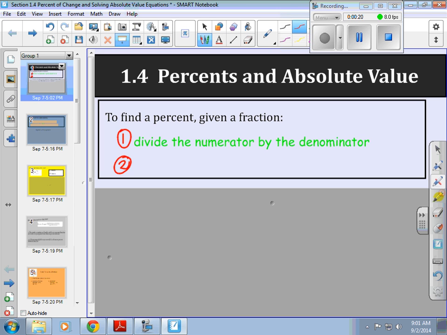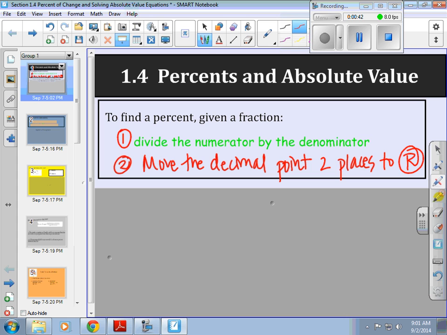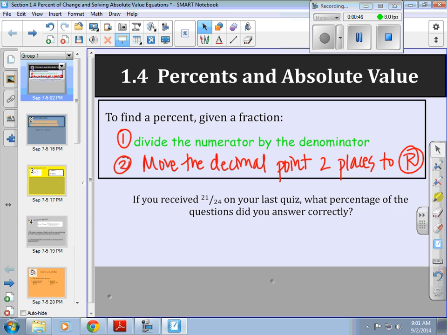The second thing that you need to do after you do that division is move the decimal point 2 places to the right. Okay. So let's go ahead and just look at an example.